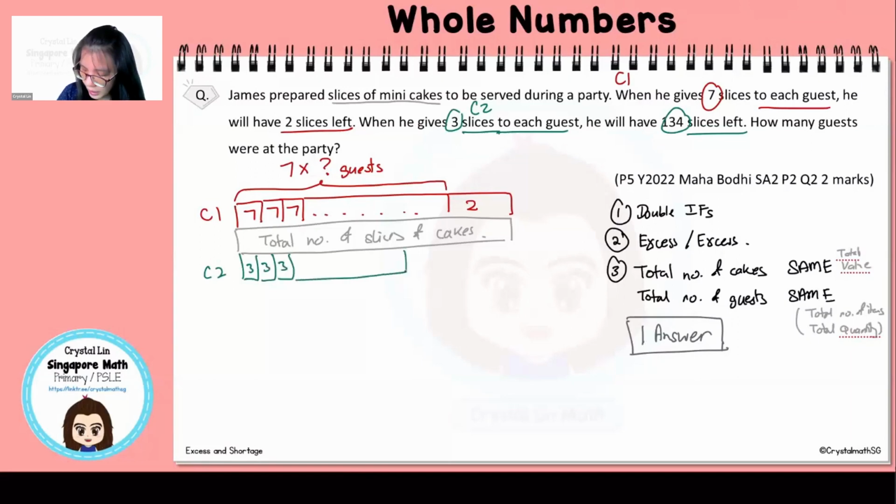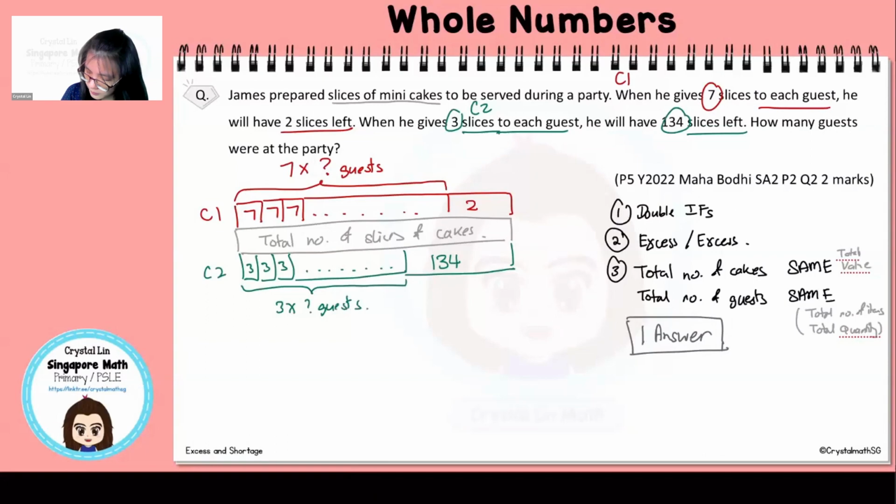How many guests? I don't know. So I dot. And I'm left with 134 slices of cake. So the same thing: from the start of the model to the end of the model gives you your total number of cakes. But the ones that I gave to the guests are only this portion. So 3 times question mark.